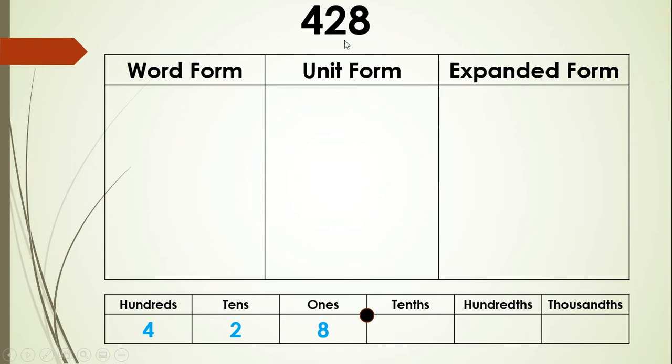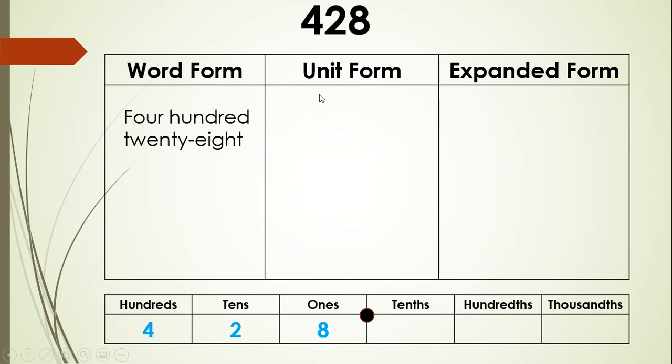We're first going to rewrite 428 in word form. The way we rewrite a number in word form is just writing down how we would say the number out loud. We would say 428. So that's how I'm going to write it in the first column here for word form.